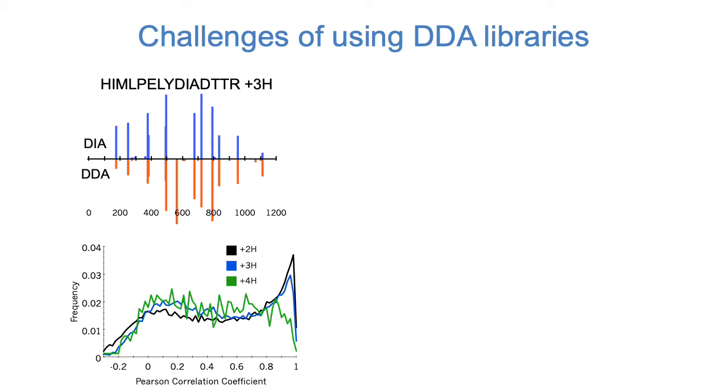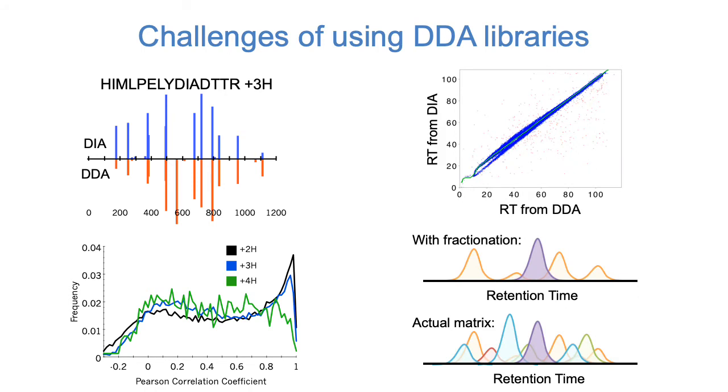Second, DDA fragmentation on Orbitraps is charge state optimized, while DIA fragmentation inherently cannot be. This results in small fragmentation variations that can have real-world effects. Third, because offline fractionation changes the peptide background and the matrix that each peptide sits in, it can also subtly change retention times too. Rather than generate DDA libraries for our DIA experiments, we have opted to use an alternate method to generate DIA-only libraries.